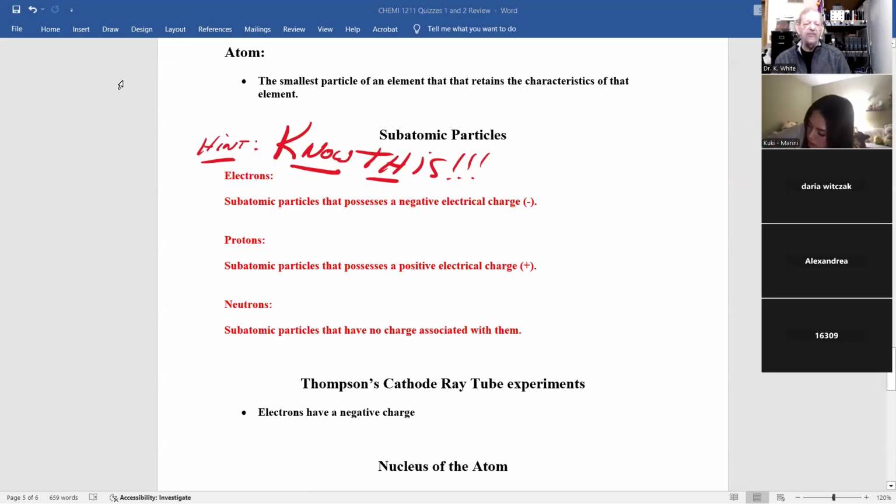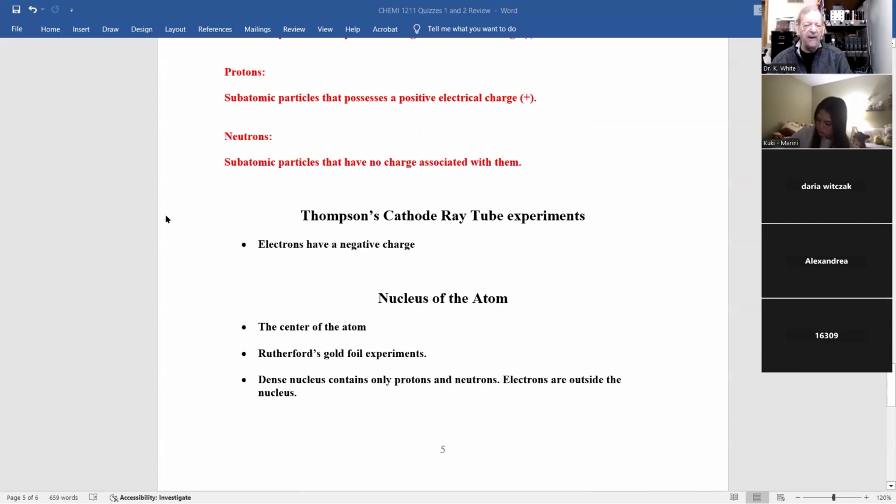All right, let's go through this again. You should know the three subatomic particles. Electron. An electron has a negative charge. Proton. A proton has a positive charge. And neutrons have no charge.